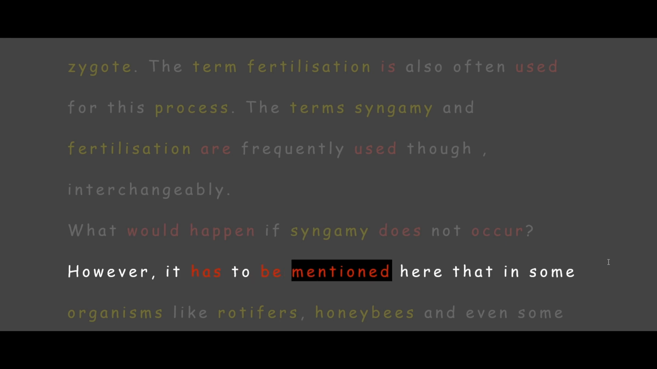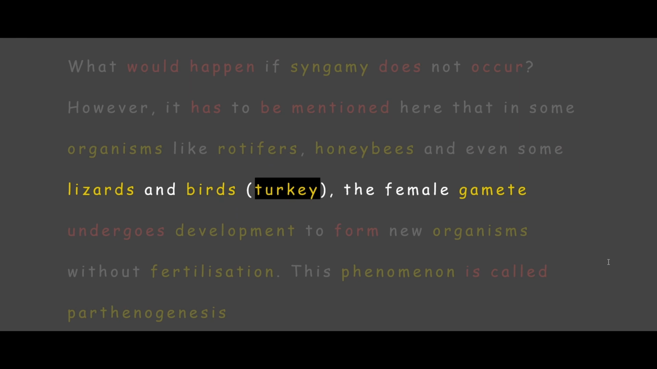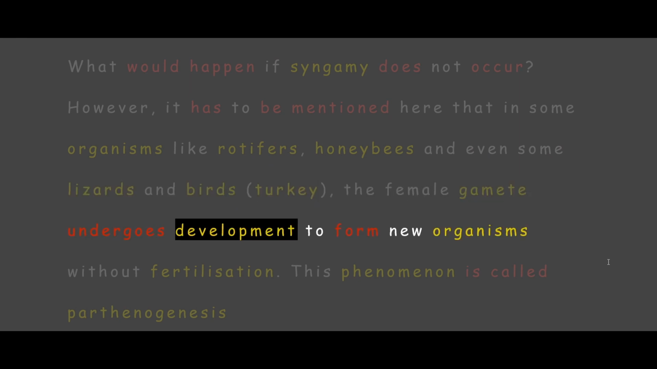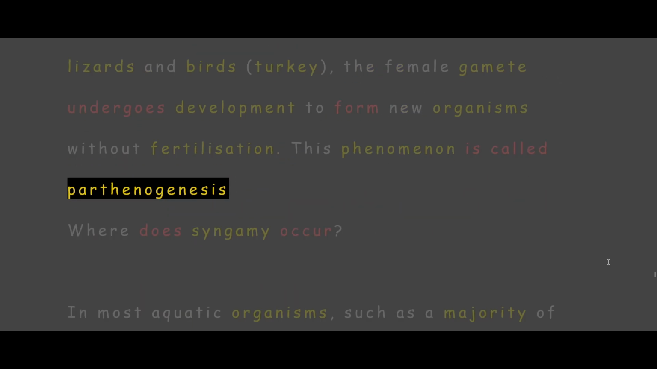However, it has to be mentioned here that in some organisms like rotifers, honeybees, and even some lizards and birds, turkey, the female gamete undergoes development to form new organisms without fertilization. This phenomenon is called parthenogenesis.